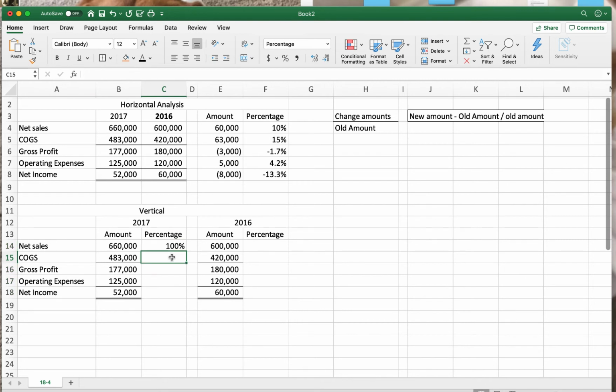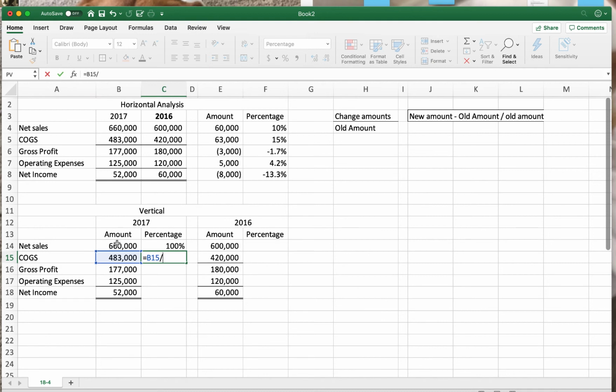So now doing vertical analysis, notice we're focusing on 2017 first. What's the percent of cost of goods sold to sales in 2017? Well, that's easy. I take my cost of goods sold item and divide it by my base, which when we're using the income statement, the base is always net sales.